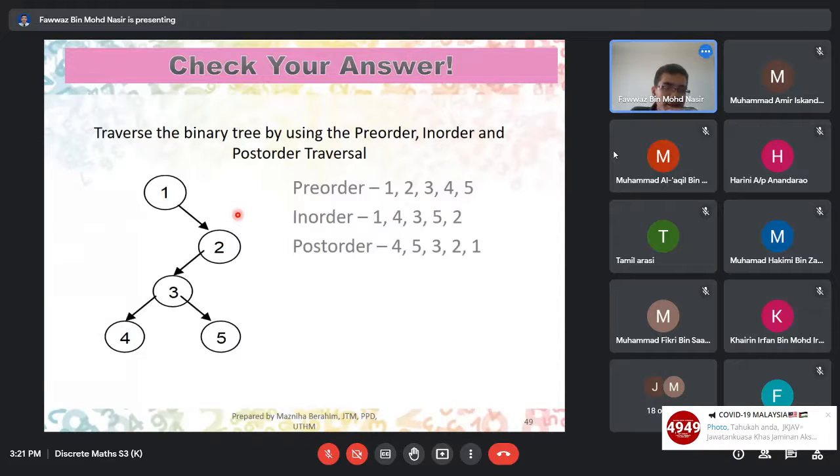For in-order, we write down the left child, root, then right child. In this example, we have no left child, so we go to 1. Then the right child, since the right child has children, we go down first. Node 3 has children, so we go down. So the next item we write is 4, then 3, 5 and 2. So we get 1, 4, 3, 5, 2.